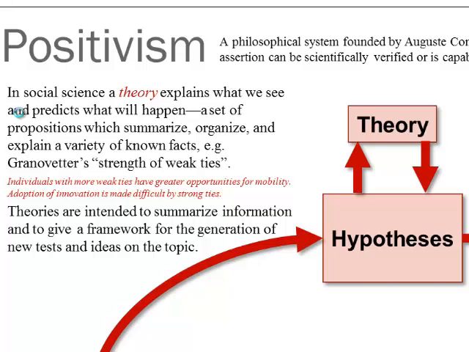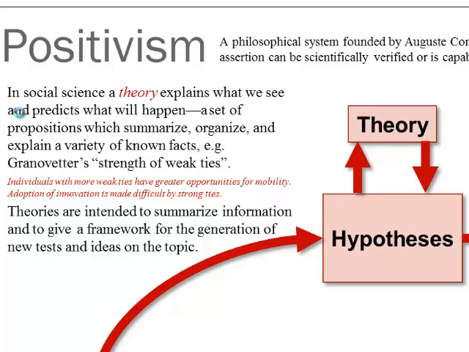Many of you have taken a course already in sociological theory. So theory explains the kinds of things that we see and helps us make predictions about what we should see. One example of this is Granovetter's notion of the strength of weak ties. In Granovetter's work, he shows that individuals who have more weak ties have greater opportunities for finding jobs and for mobility, and that adoption of innovation is made difficult by strong ties. Of course, we need to know what weak and strong ties are. Weak ties are things like acquaintances, friends of friends. Strong ties might be family members.